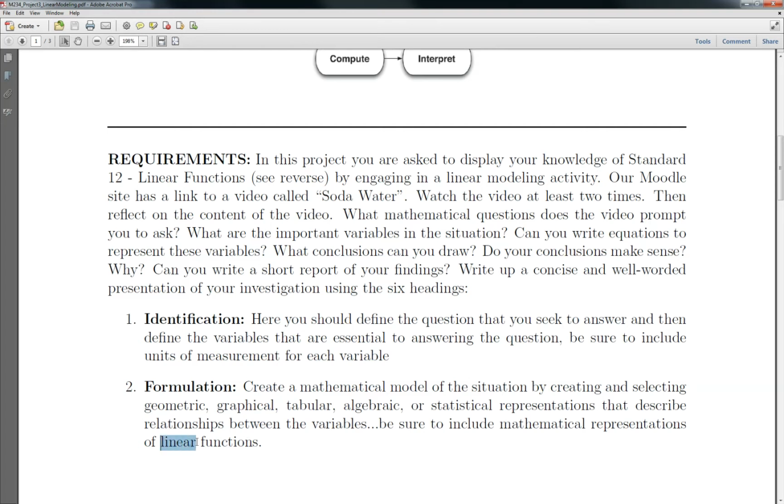So the situation you've been given is one in which linear functions play an important role. I would also say that probably graphical, tabular, and algebraic are the three that I would most likely see you produce here. I guess I'm not expecting anybody to use a geometric representation or a statistical representation.